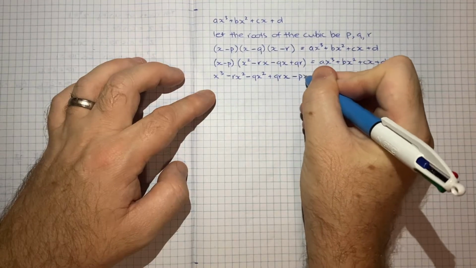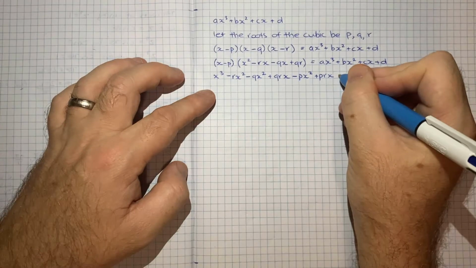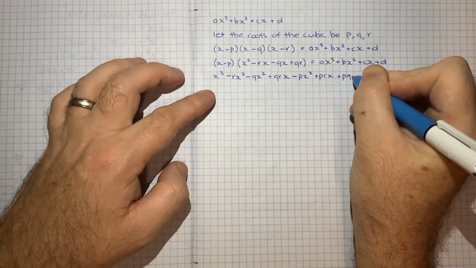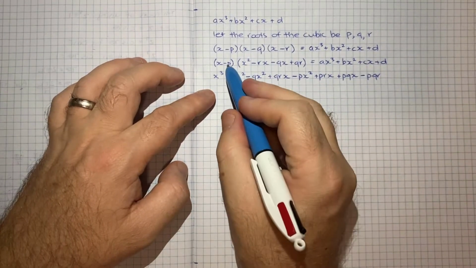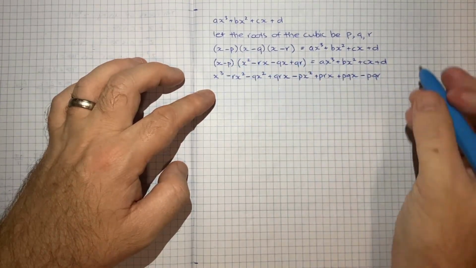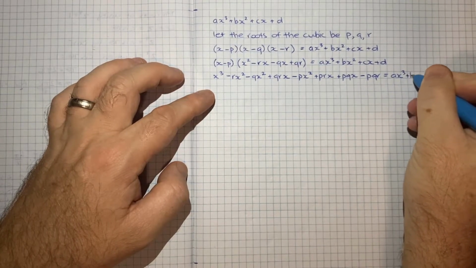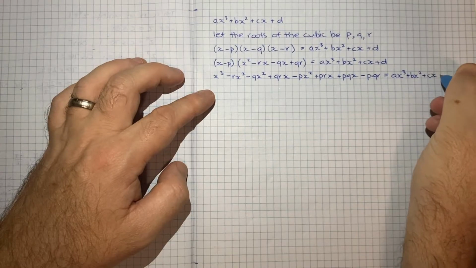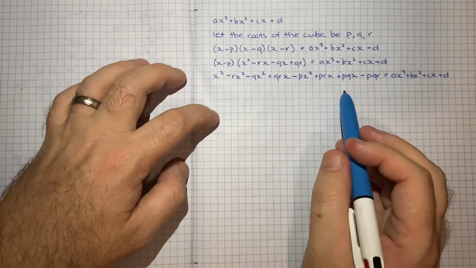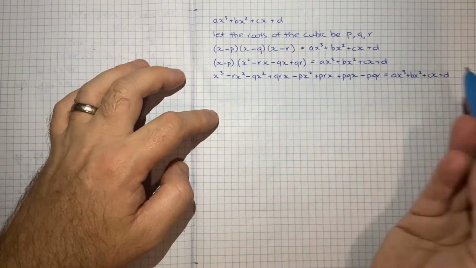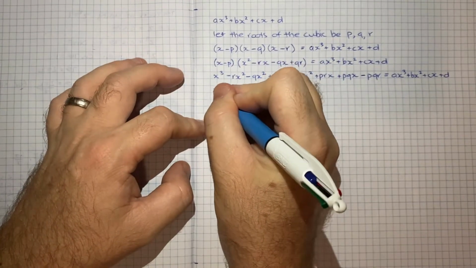Minus px squared plus prx plus pqx minus pqr. So that's the minus p going through. So that's all still going to be equal to ax cubed plus bx squared plus cx plus d. And now I might clean this up a bit just to get all the x cubes, x squareds, and so on together. So we'll have, there's only just the one x cubed here.